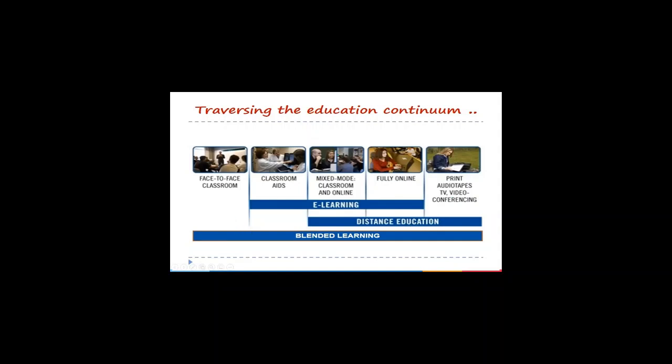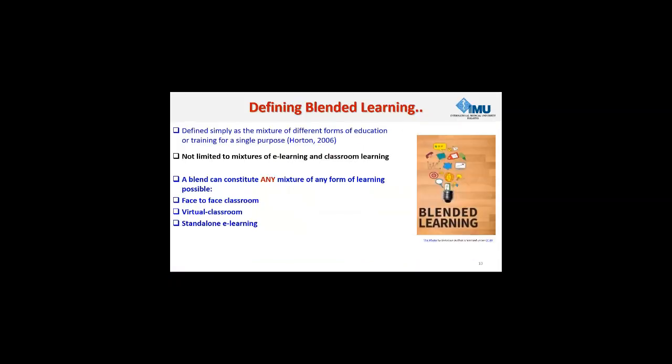And all of these different approaches, if we mix them together in one program or one course, that's what we call blended learning. So hopefully by now everybody's clear, at the same page. So let's move on, defining it simply as a mixture of different forms of education or training for achieving a single purpose, and not limited to a mixture of e-learning or classroom learning. You can actually have face-to-face, virtual classroom, or standalone e-learning as part of this blend.